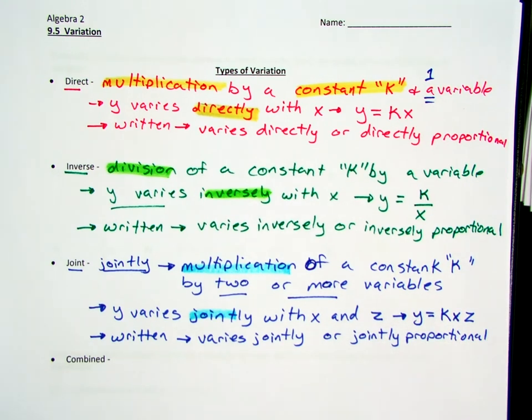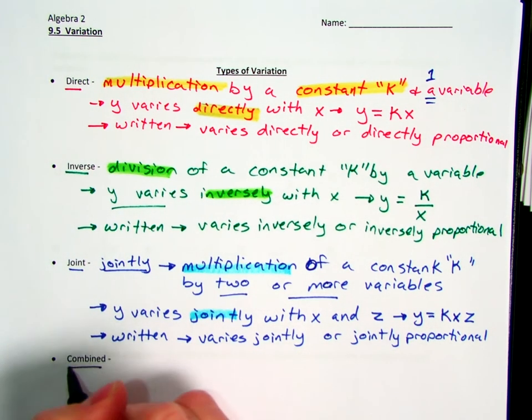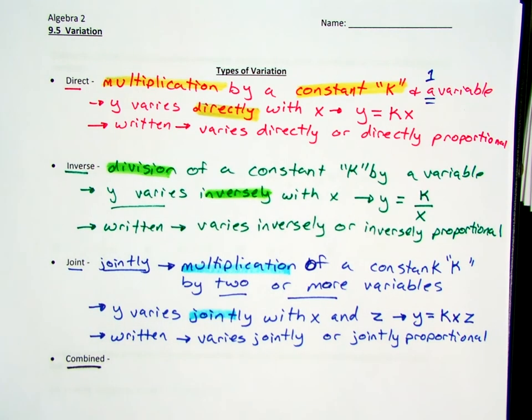Okay, still means the same thing. And the last one that we're going to talk about today is combined. Now, you might be thinking that because jointly was multiplication multiple times, that combined might be multiplication multiple times, but instead combined means we're combining the things we've already done. So we've done multiplication and division, so we're going to combine multiplication and division.